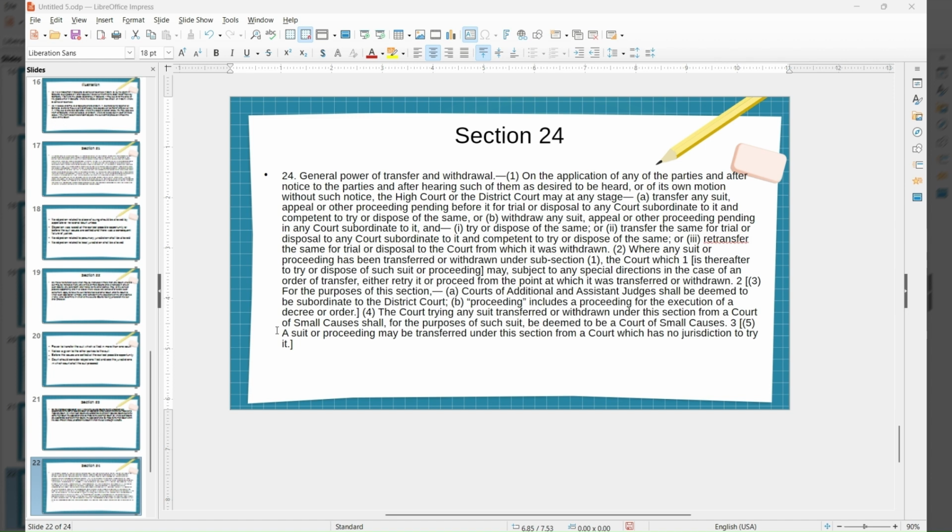Okay, and coming to subsection 3, what it tells us is the meaning of subordinate court.